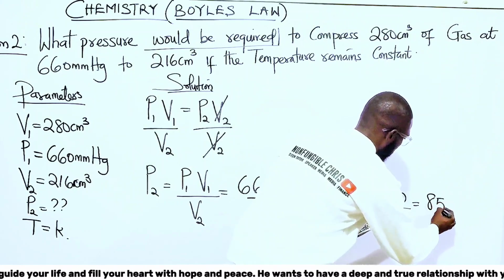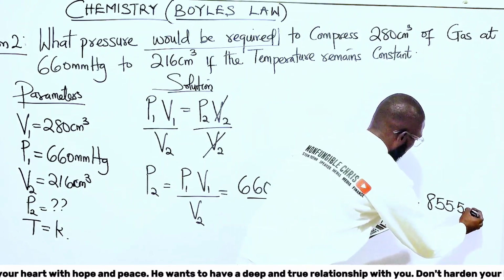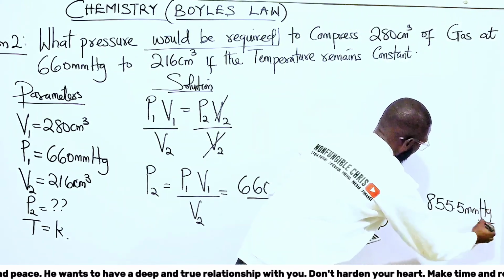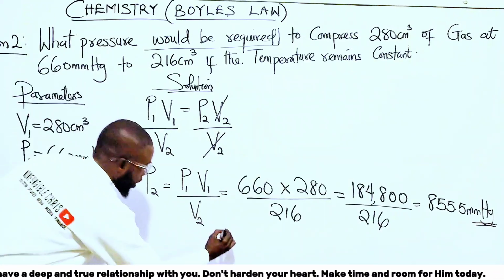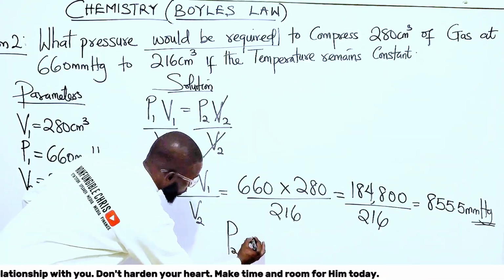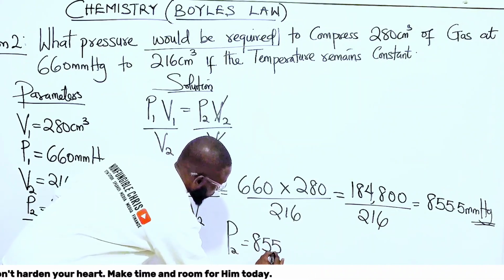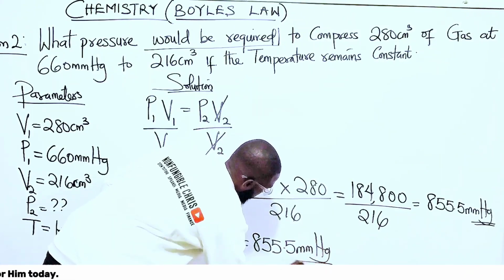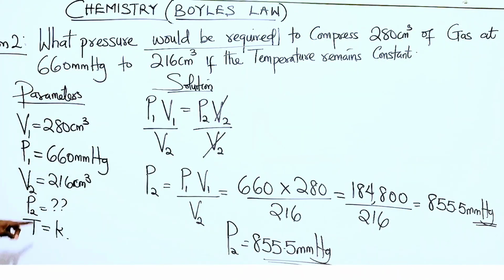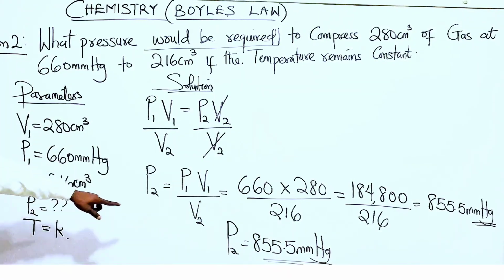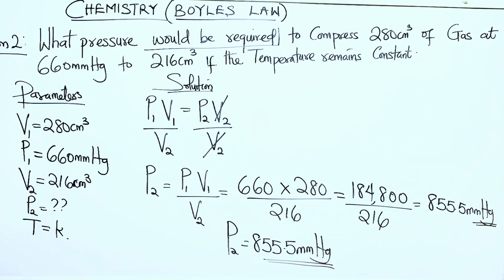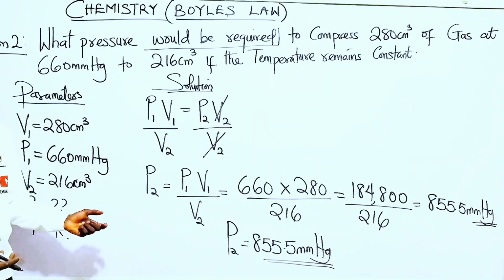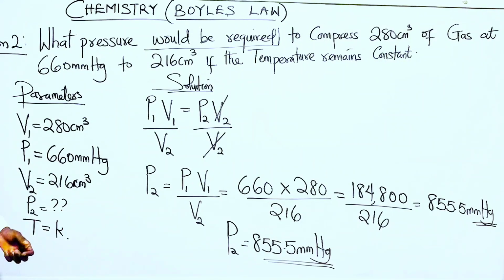So we have 855.5 millimeter mercury. Right, so we have our P2 to be what? 855.5 millimeter mercury. So mathematically, you see it now. As the second volume reduced, the second pressure increased. Right, so that's how it works. Right, so we're taking some advanced questions. Let's take 2 advanced questions, 2 tough questions to see how Boyle's law really works. I'll see you next video, guys.